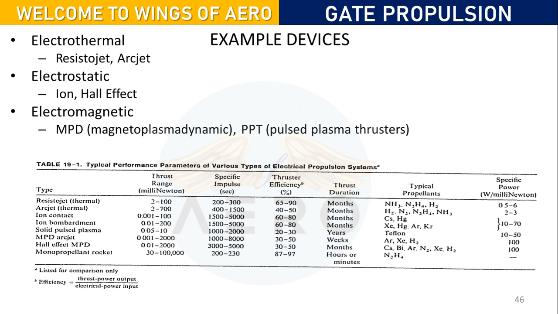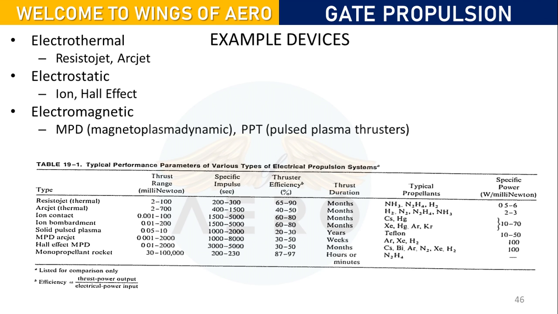Now looking into ion propulsion, ion bombardment, we use mostly argon, that is Ar. Then in Hall effect and MPD, we use argon, hydrogen, right? Xenon is also used, right? So you should remember these things.